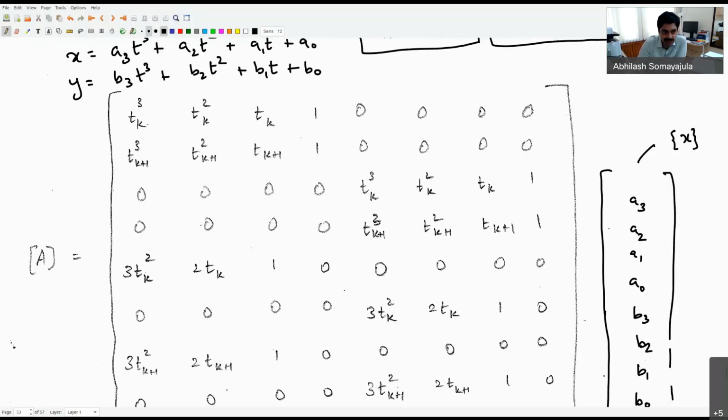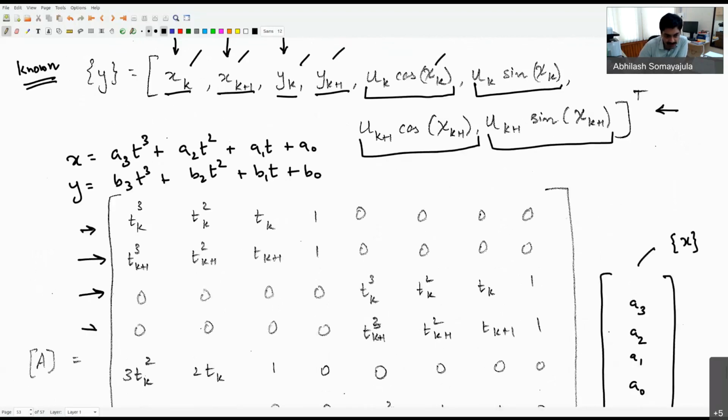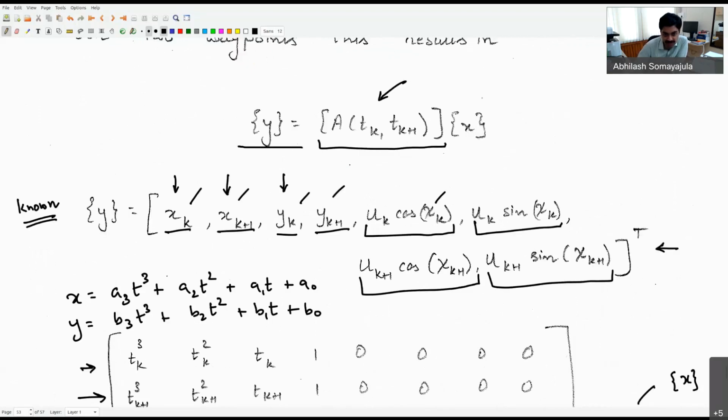When I substitute t equal to tk, I should get the value as xk. When I substitute tk plus 1, I should get the value as xk plus 1. When I substitute the value of tk and I look at the y coordinate, which means I'm looking at the b coefficients, I should get yk. The fourth row here, when I look at tk plus 1, I should get yk plus 1. Is everybody with me so far? Yes? Yes, sir. All right.